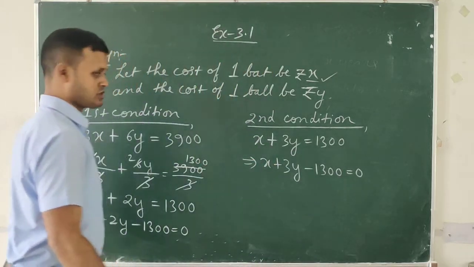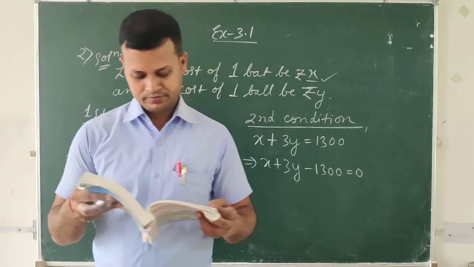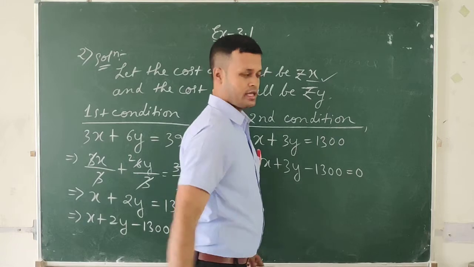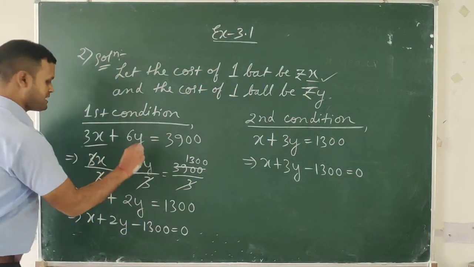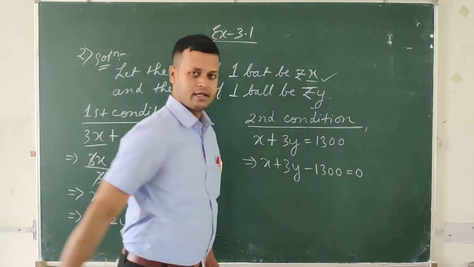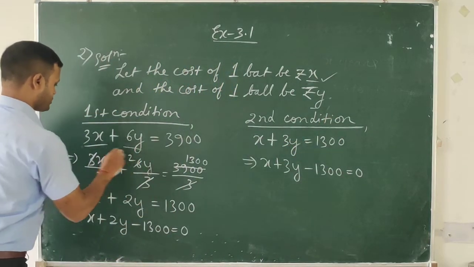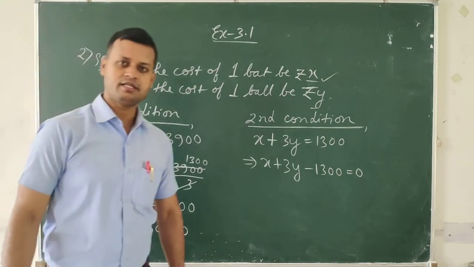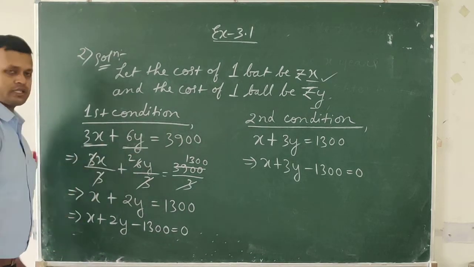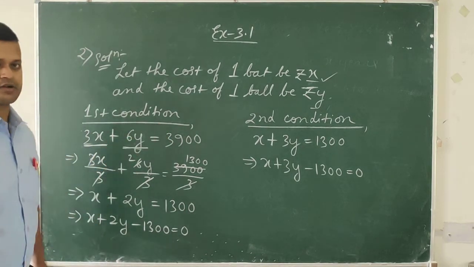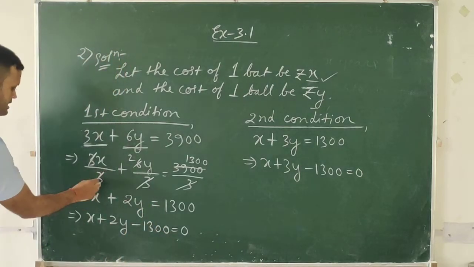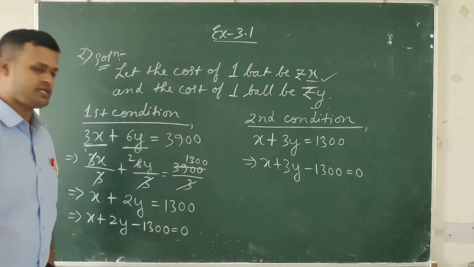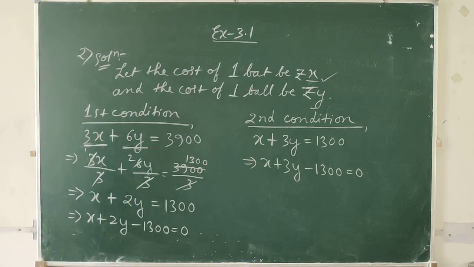Now the first condition. At first she bought 3 bats and 6 balls. If the cost of 1 bat is x, what will be the cost of 3 bats? 3x. If the cost of 1 ball is y, then what will be the cost of 6 balls? 6y. So the total cost of the bats and the total cost of the balls we have added. The total bill is 3,900. I saw that all the numbers 3, 6 and 3,900 are divisible by 3, so I divided by 3. This 3 and 6 cancel, so x will stay. 6 divided by 3 is 2, and 3,900 divided by 3 is 1,300, so 1,300 is on the right hand side. This is one equation.